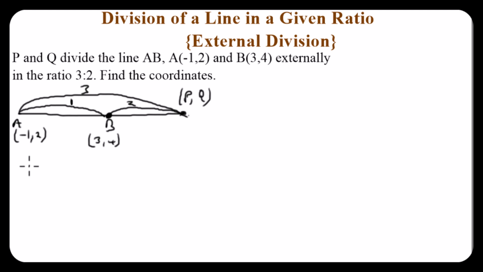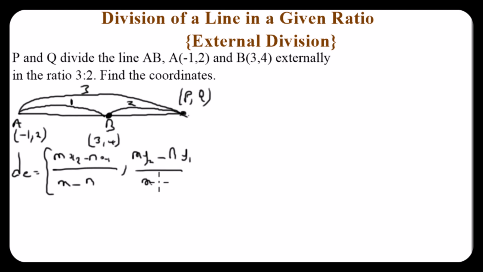All right, so using our formula, what's our formula? We know that d subscript A would be (mx2 - nx1)/(m - n), comma, and then we have (my2 - ny1)/(m - n) also. Okay, so let's get that of x, or that of p.